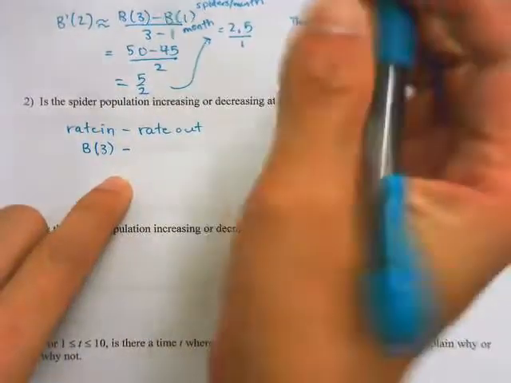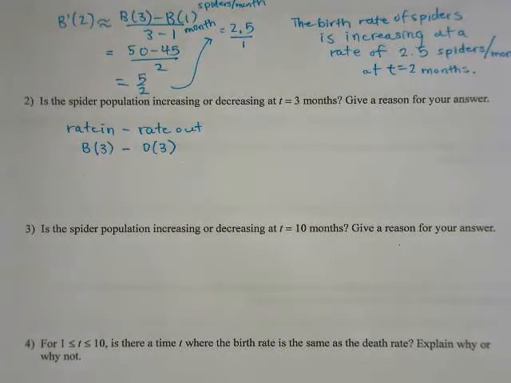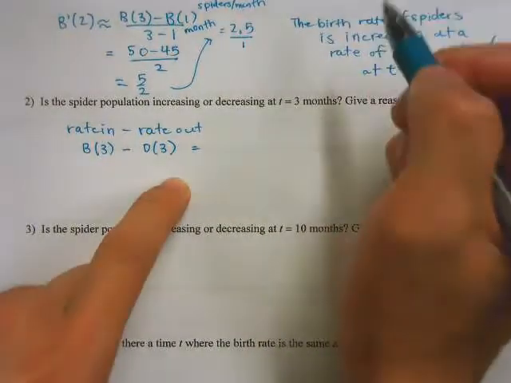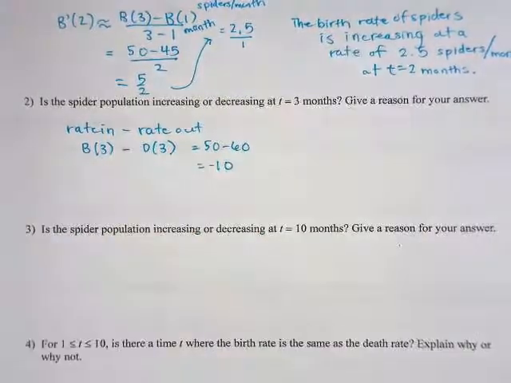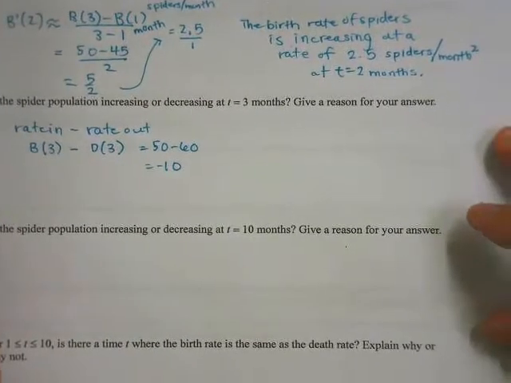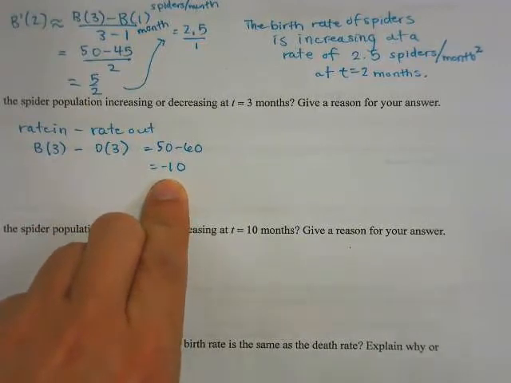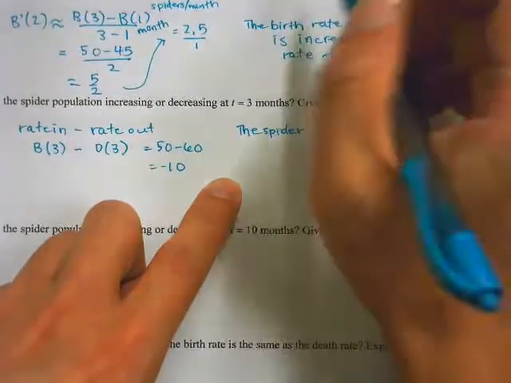So your setup is rate in minus rate out, or in this specific problem, B of 3 minus D of 3. Remember, B and D are already rates. They're already spiders per month. So you do not have to take the derivative of these. They are already the derivatives. Okay, good thing we're given tabular data. It's what minus what? Yeah, 50 minus 60, and that should give us a nice number, negative 10. Because our value is negative 10, we're going to say that the population is decreasing because it's negative. But this is how I want you guys to write it. The spider population is decreasing.